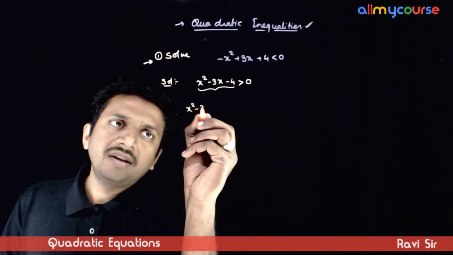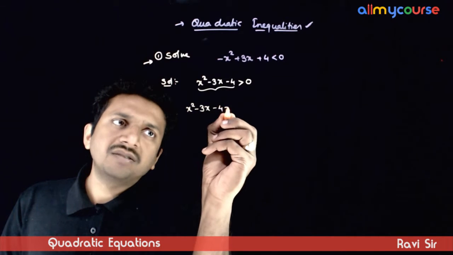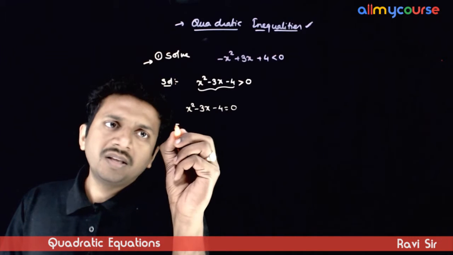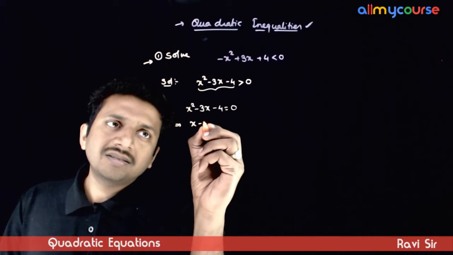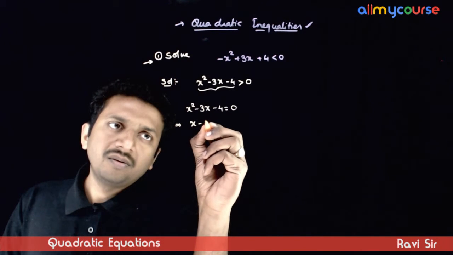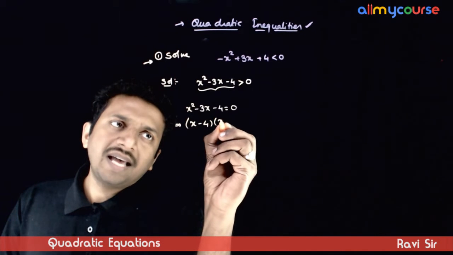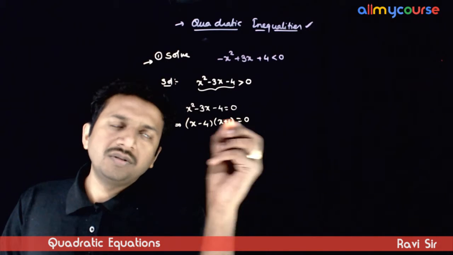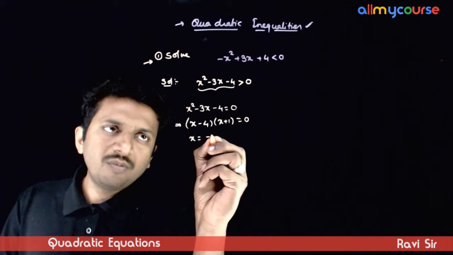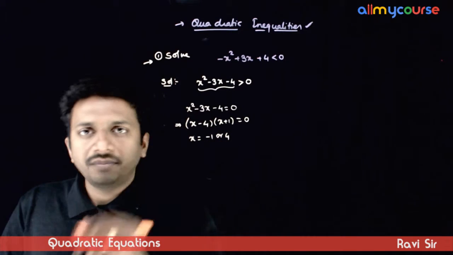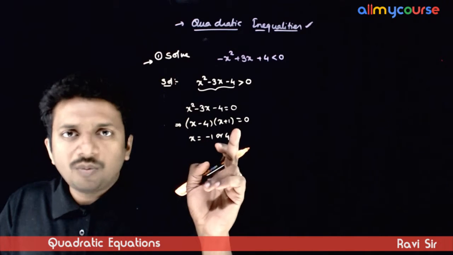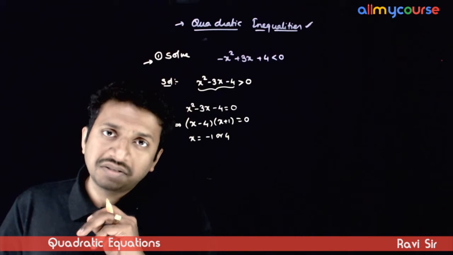So x square minus 3x minus 4 is equal to 0 implies x minus 4 times x plus 1 is equal to 0. So x is equal to minus 1 or 4. These are the two answers.